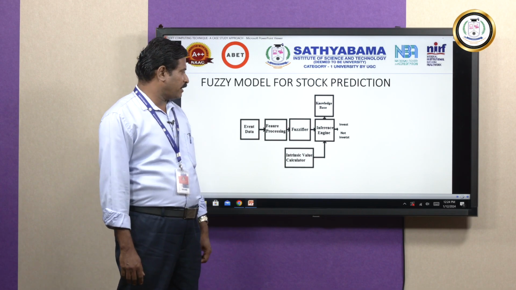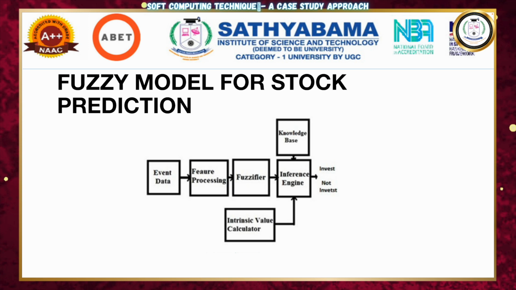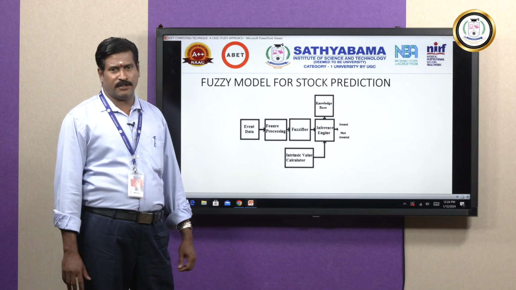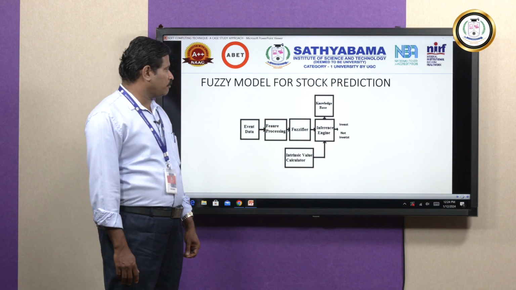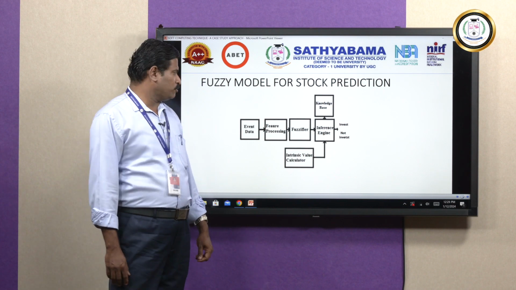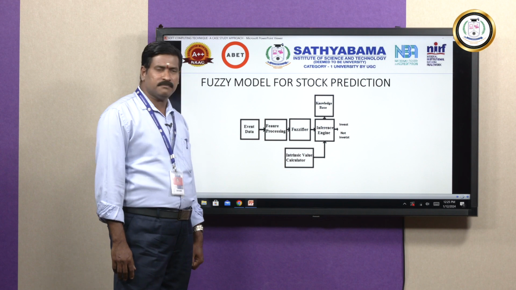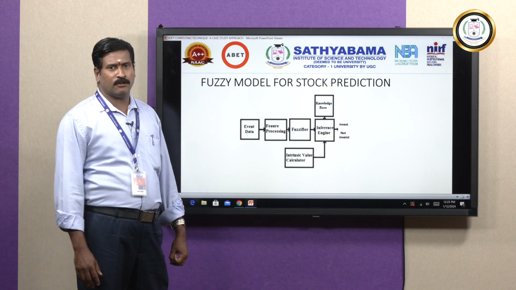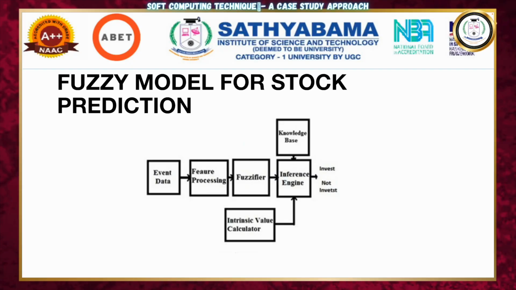Then we have the fuzzifier. Then the knowledge base is nothing but the way in which the values are going to change. So that is the knowledge base in which we are going to write the fuzzy rules. Then we have the inference engine, which is used for matching the rules, and it will do the conversions. So fuzzy logic is mainly used to find the stock price.